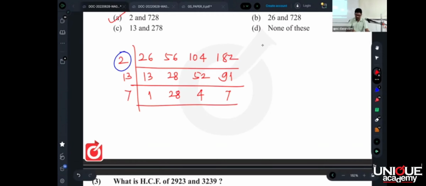If we divide it by 7, what happens? 1 stays as it is. 28 divided by 7 is 4. Here 4 stays as it is because 4 is not divisible by 7. And 7 ones are 7. So of the 4 numbers, in the end we are getting one twice.